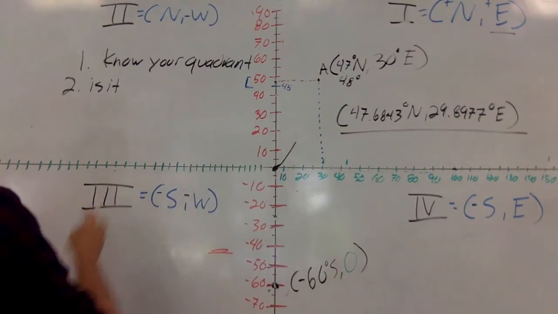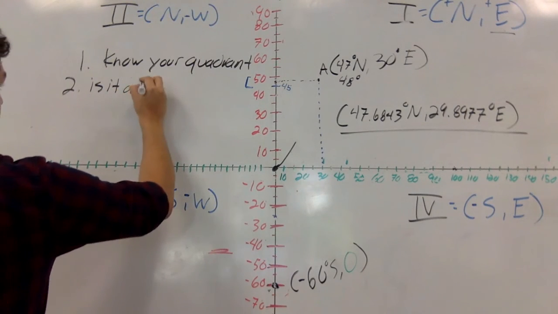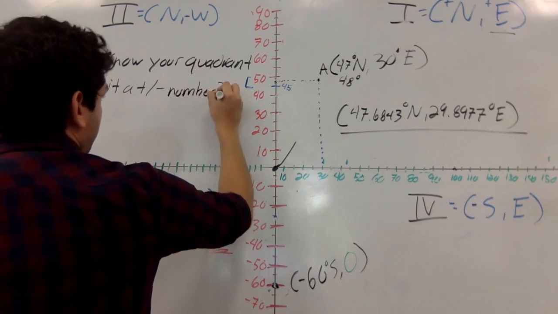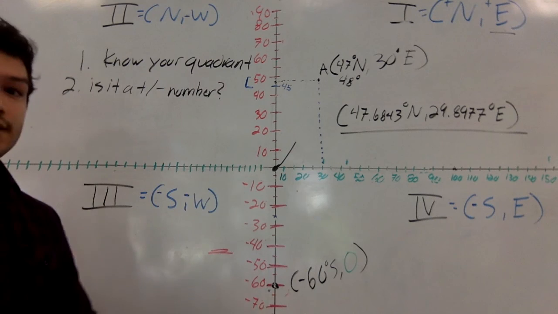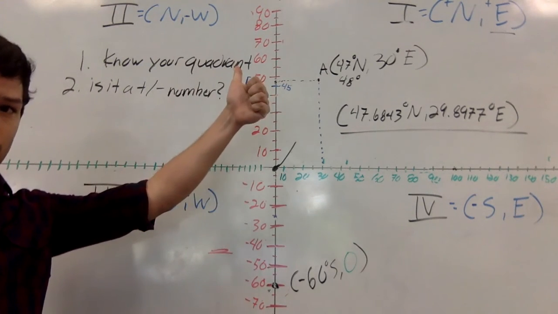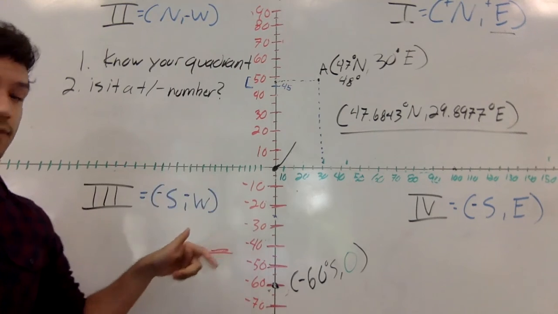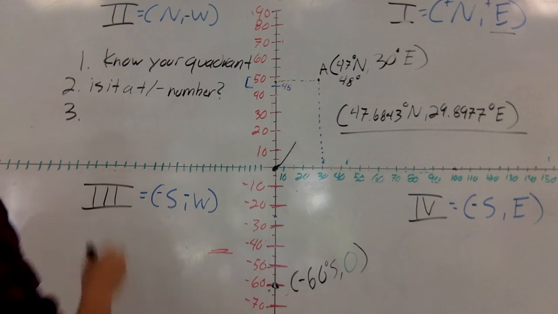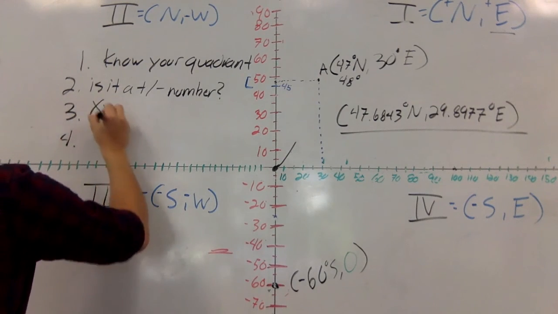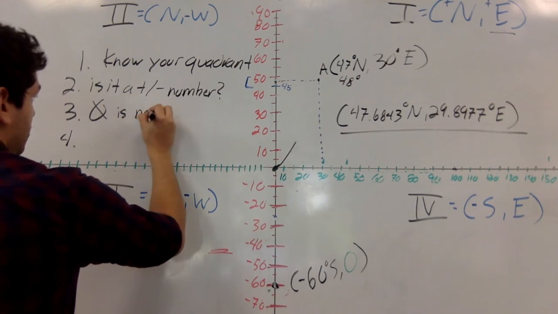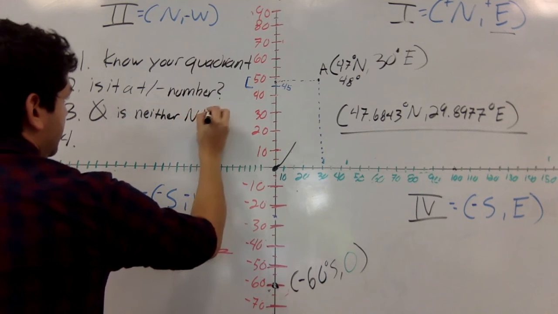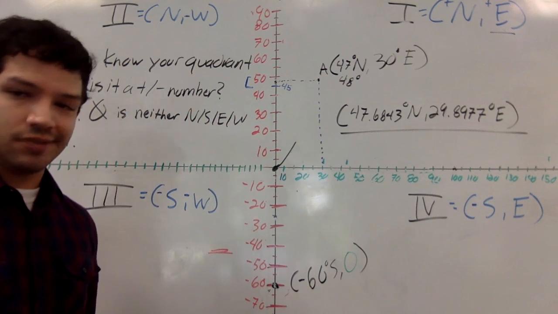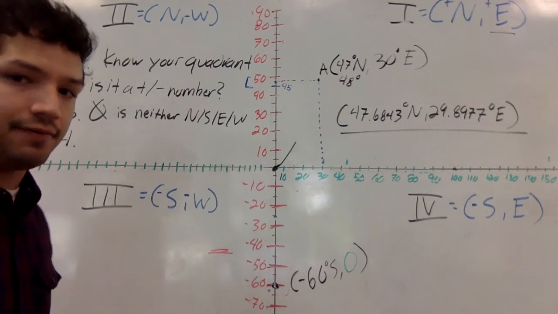I'm pretty sure I can mix all that up. Number 2: is it a positive or negative number? That's the next thing we should be trying to understand. First, my quadrant. Second, is it positive or negative? And 3, actually, there's a 4th one. A 0 is neither north, south, east, nor west. Whenever you get a 0, it's neither of those, because it's not on any half or any side.